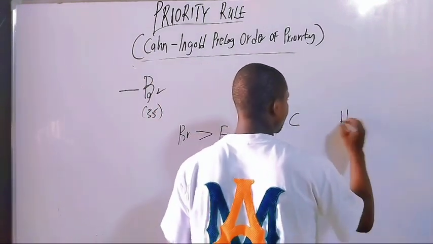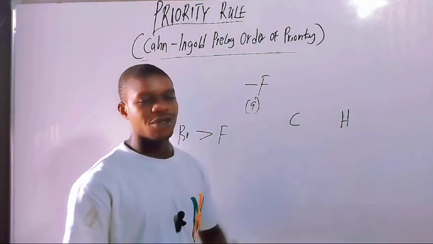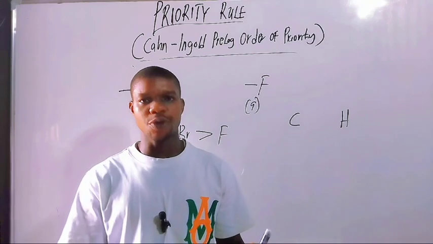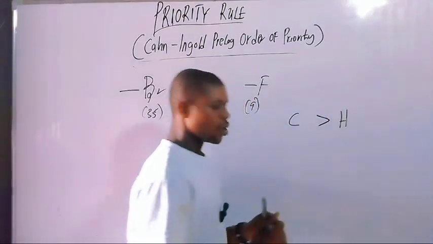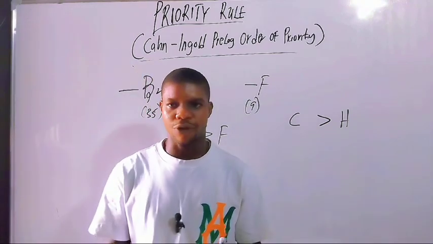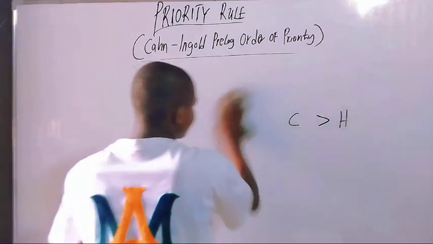Another example is carbon and hydrogen. Carbon is 6. Hydrogen is 1. It takes the atomic number. Therefore, carbon is greater than hydrogen. So rule number one is very easy. It's not that difficult. But let's look at another one so you get the understanding.